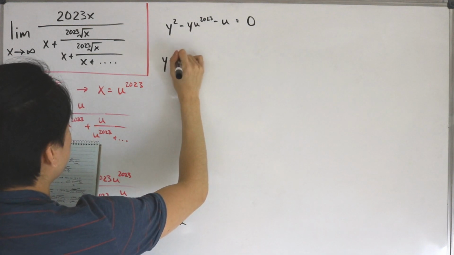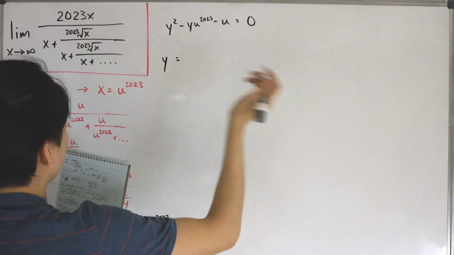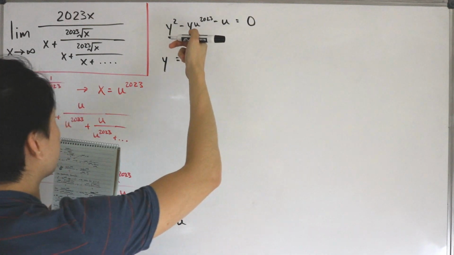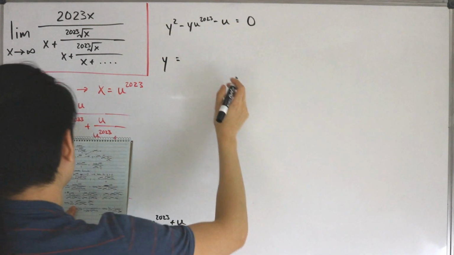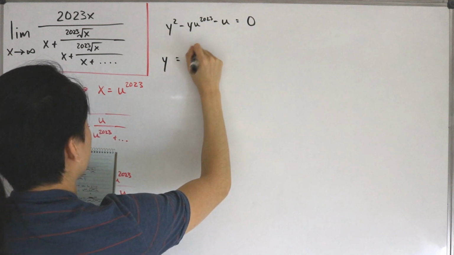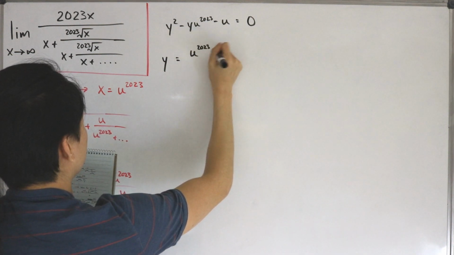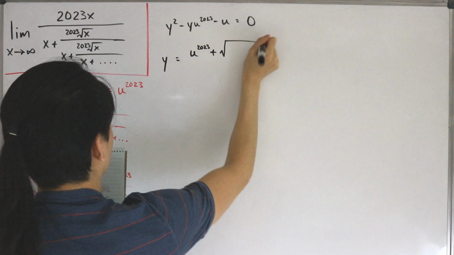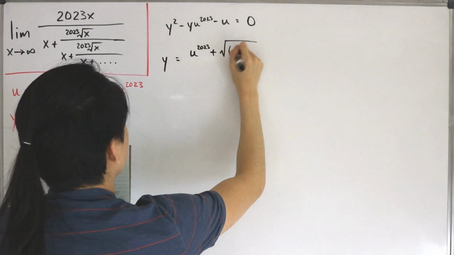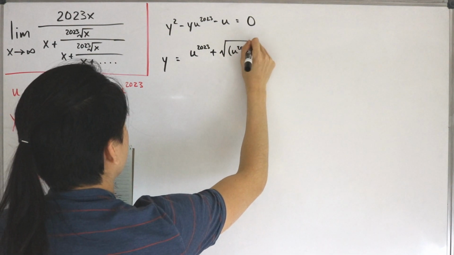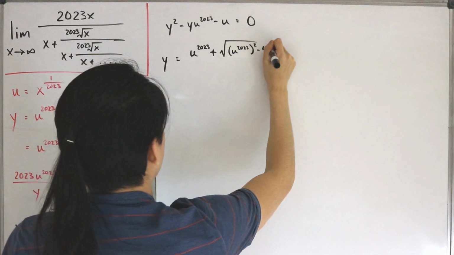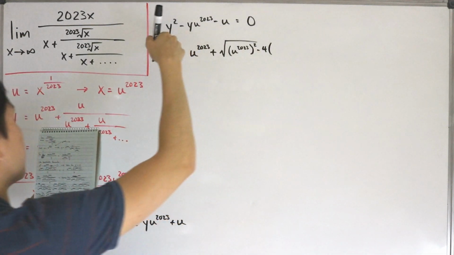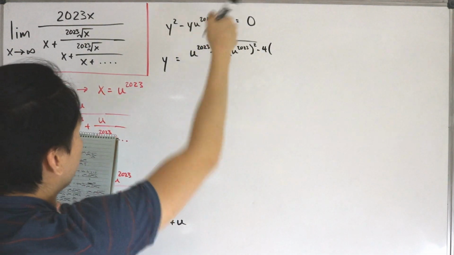So that means y is set equal to negative b. So in this case, that will be minus u to the power 2023, so that'll change that to a positive. So u to the power 2023, then plus the square root of u to the power 2023, then square, then subtract 4, then times, in this case, this will be 1, and then over here minus u.